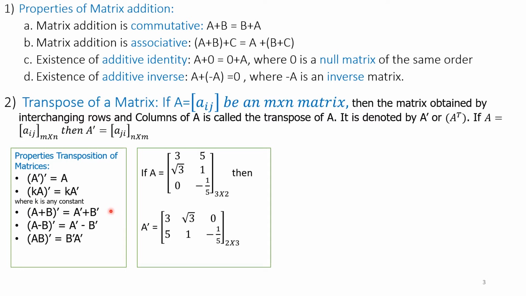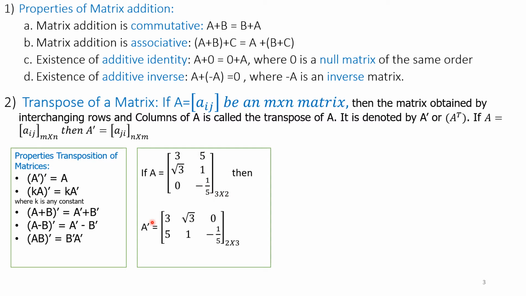Example of transposition. Please see here, A is equal to, within square brackets, first row 3 and 5, second row root 3 and 1, and third row 0 and minus 5. Close the square bracket. If you see here, there are 3 rows. This is the first row, this is second row, and this is third row. Therefore, it is a matrix of the order 3 by 2, 3 rows and 2 columns. Then we will transpose it, that is, we will interchange rows by columns.